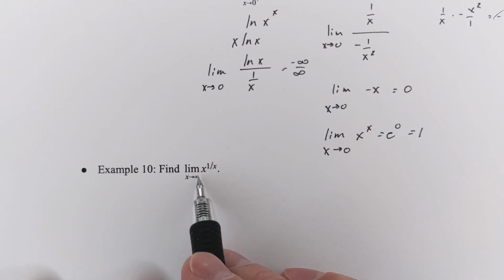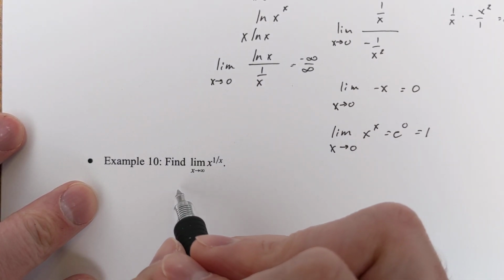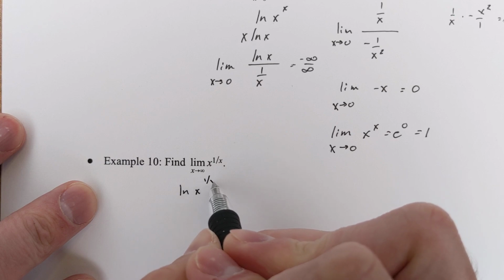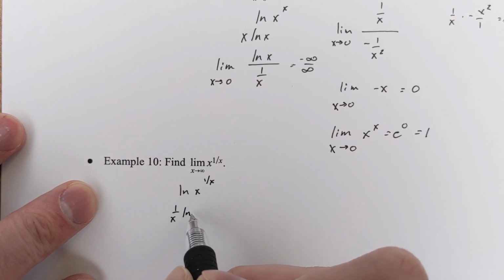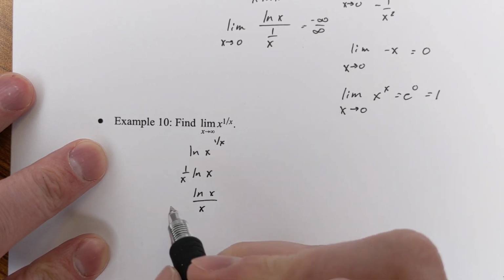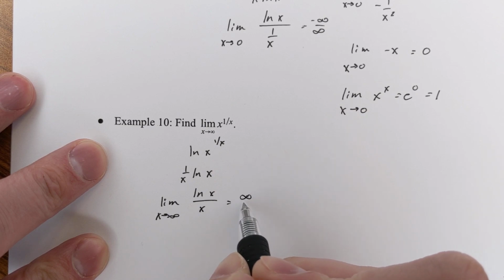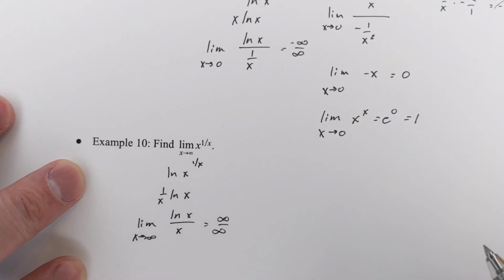All right, the limit as x approaches infinity of x to the 1 over x. Okay, so natural log. So ln of x to the 1 over x. So 1 over x comes out front. So this is actually already set up. So this is ln x over x, x approaches infinity. This is an indeterminate form. It is infinity over infinity. So I have to L'Hopital.